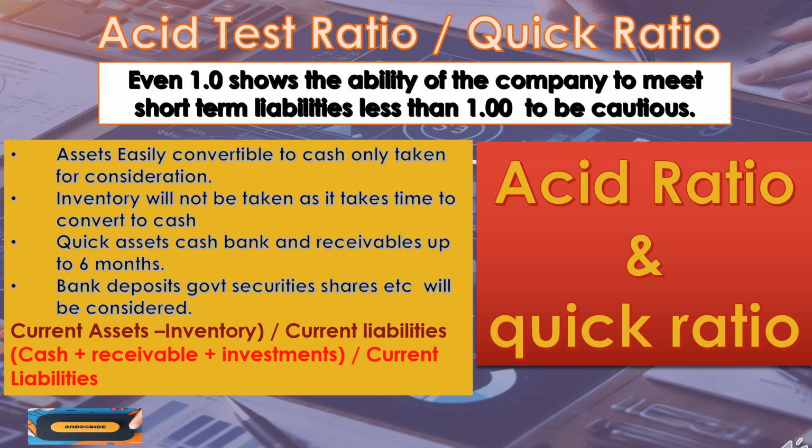Inventory will not be taken as it takes time to convert into cash. Quick assets, cash, bank and receivables up to 6 months will be taken. Bank deposits, government securities, shares, etc. will be considered. Now, current assets minus inventory divided by current liabilities is one of the formulas. Likewise, cash, receivables and investments divided by current liabilities is another formula. Both are one and the same, and are useful for deriving the acid test ratio or quick ratio.